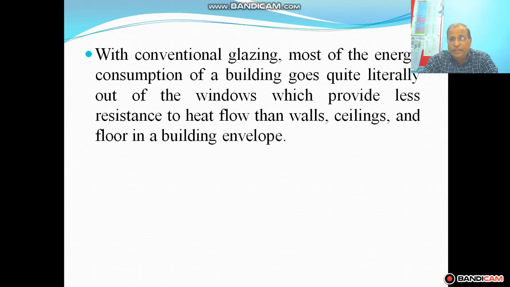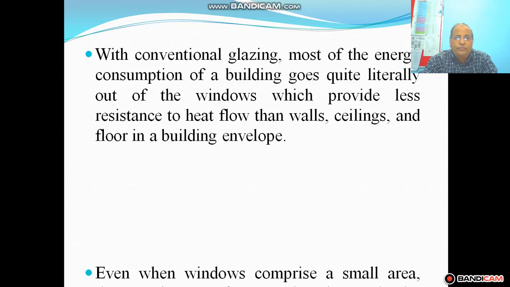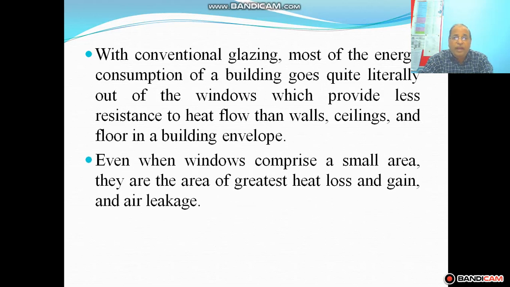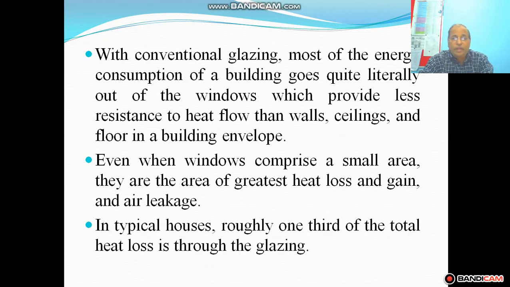With conventional glazing, most of the energy consumption of a building goes quite literally out of the window, which provides less resistance to heat flow than walls, ceiling and floor in a building envelope. Even when windows comprise a small area, they are the area of greatest heat loss and gain, and also of air leakage. In typical houses, roughly one third of the total heat loss is through the glazing.